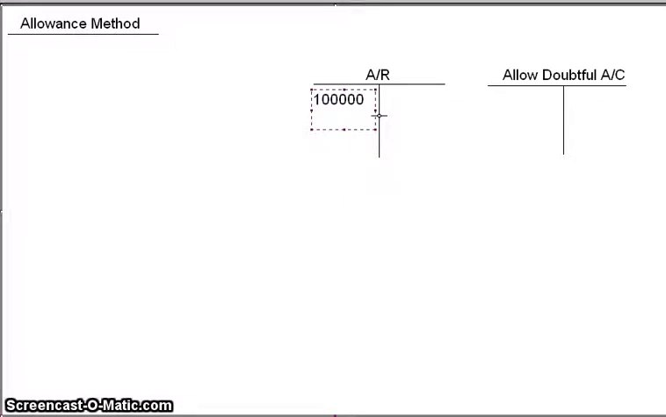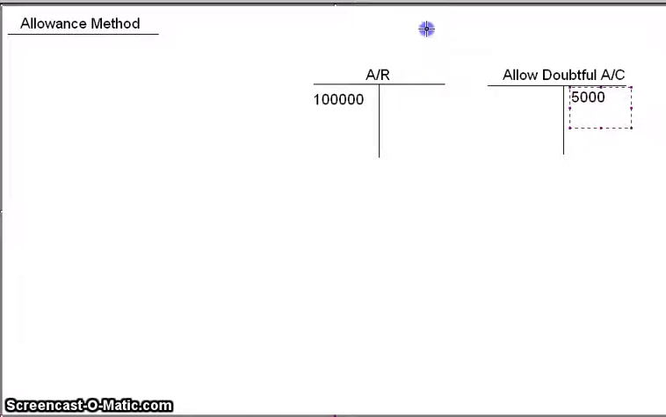Let's say, for argument's sake, and we're going to do the calculations in a little while, that you know approximately $5,000 worth of these receivables are going to be defaulted upon, which means they're not going to pay you. So what GAAP wants you to do is have this account called the Allowance for Doubtful Accounts, and they want you to offset your receivables by the $5,000 that you think you're not going to get paid.